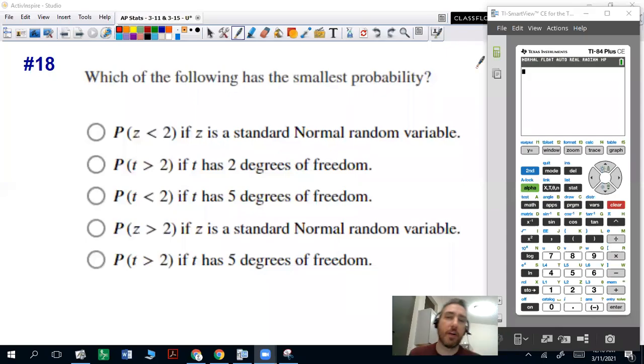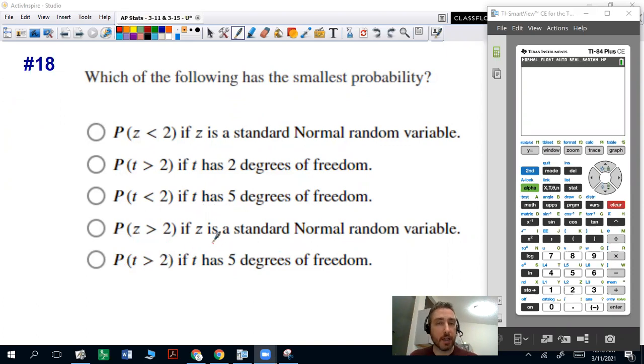Number 18, which of the following has the smallest probability? P(Z < 2) if Z is a standard normal random variable. P(T > 2) if T has 2 degrees of freedom. P(T < 2) if T has 5 degrees of freedom. P(Z > 2) if Z is a standard normal random variable. Or P(T > 2) if T has 5 degrees of freedom.